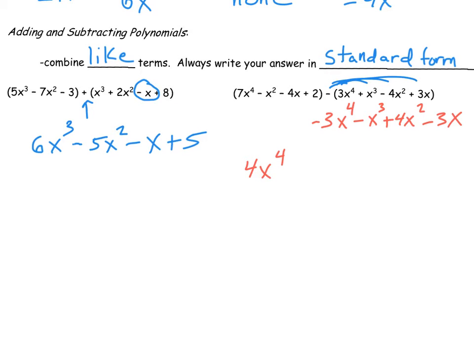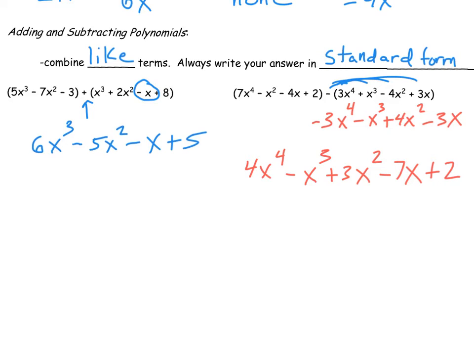So I have 4x to the fourth. I got a negative x to the third, nothing to combine that with, so it'll just stay. X squared, I got a negative 1 and a 4. Add those together, negative 1 plus 4 is 3. For the linear term, or first power, negative 4 minus 3, negative 7. And then that constant term doesn't have anything to combine with, so it's just 2, okay?